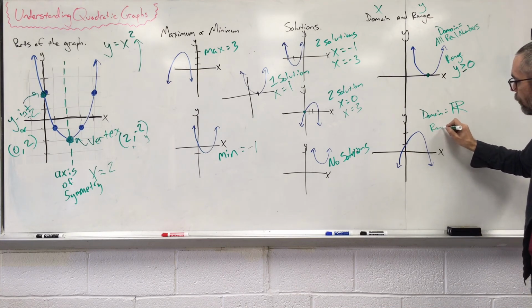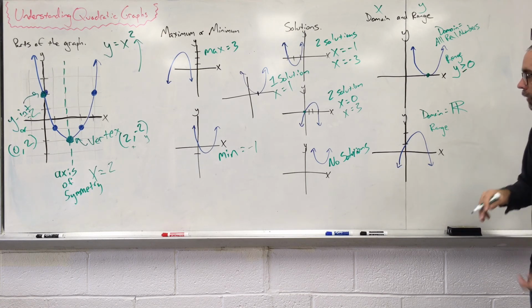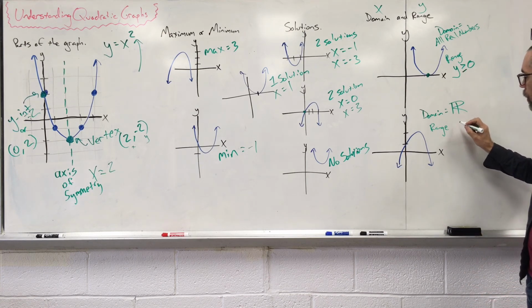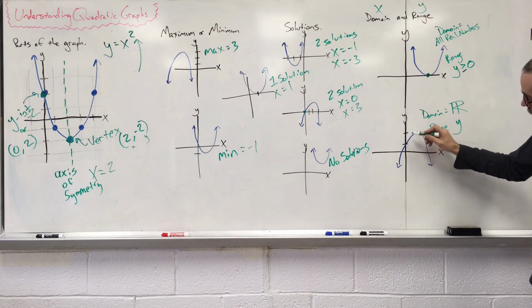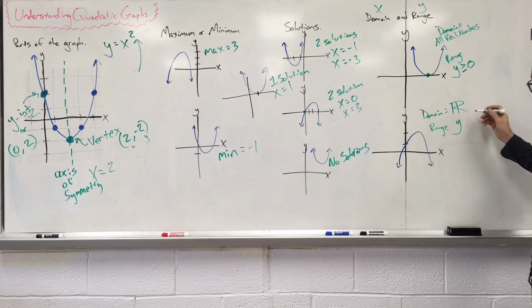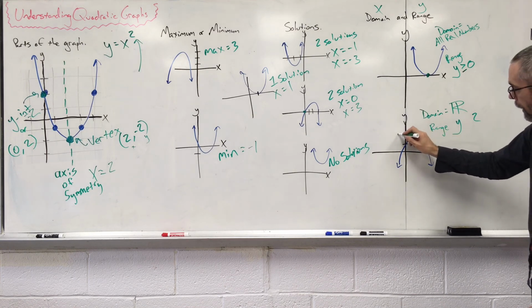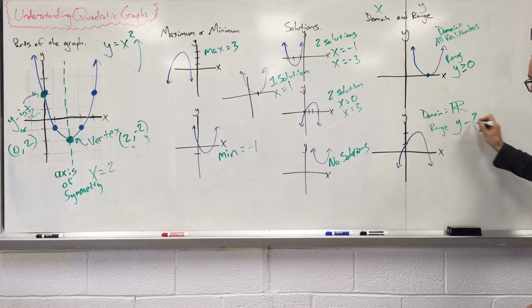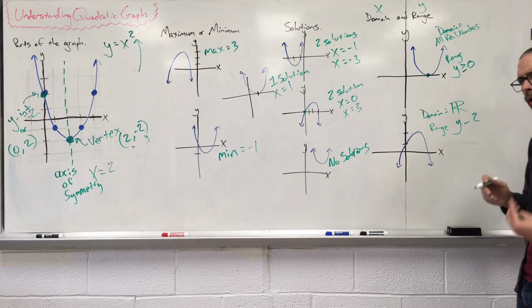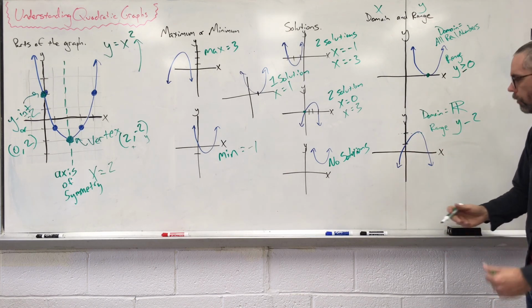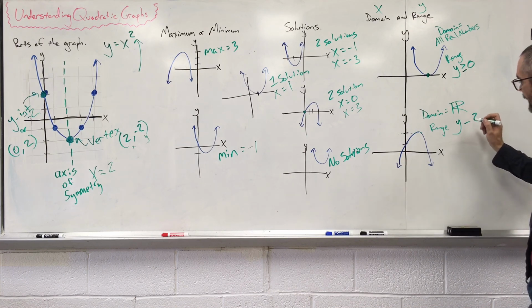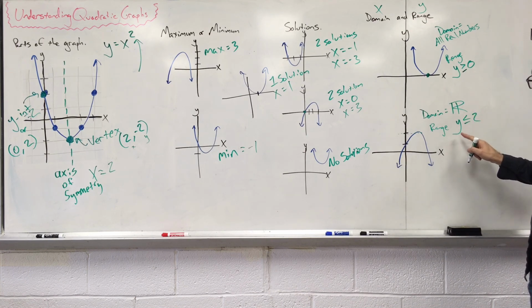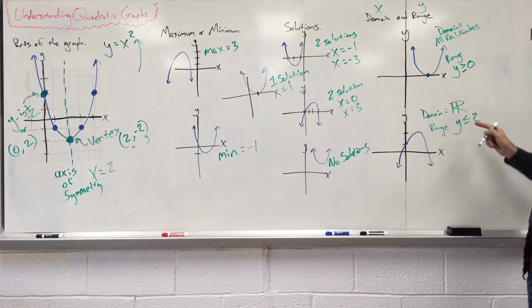My range. Range, we're talking about y's. So we're talking about y's. Where do we start? Well, we're starting at 2. Does our graph hit 2? Yes, it does. There's an equal. Now, do we go above 2 or below 2? Well, this is opening down and getting all those negative numbers, so we're going less than. We're going to say y is less than or equal to that 2.